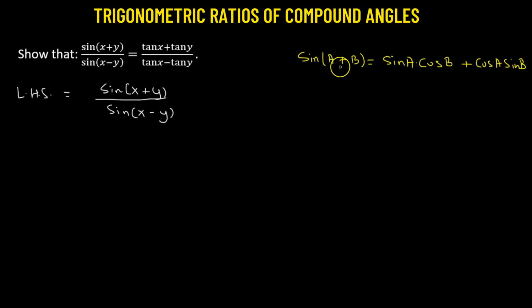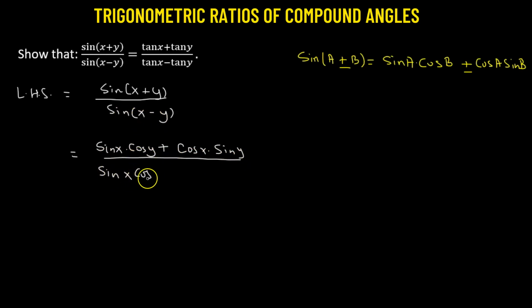Now, if we have sine of A minus B, then we will have sine of A times cosine of B minus cosine of A times sine of B. So let's use this particular formula. In the numerator, we have sine of x times cosine of y plus cosine of x multiplied by sine of y, whole divided by, now we have sine of x minus y, so this is going to be sine of x times cosine of y minus cosine of x times sine of angle y.